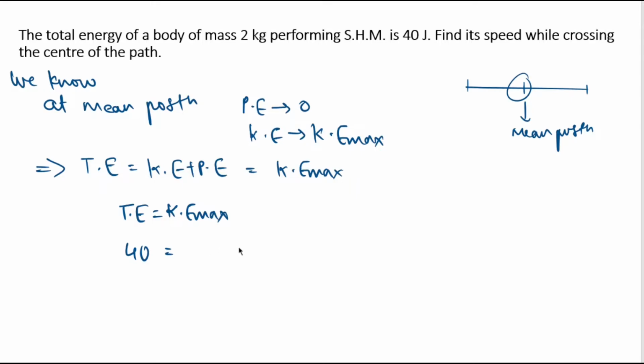Now kinetic energy is half m v square. So for kinetic energy max, it will be half m v square max, which implies 40, and this 2 when it goes here, 4 twos are 8, so 80.